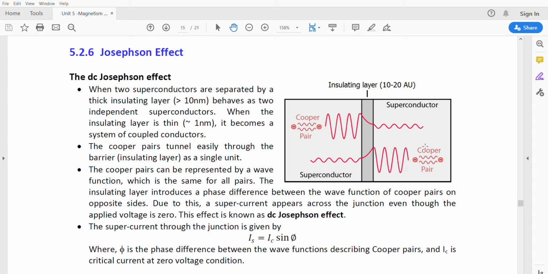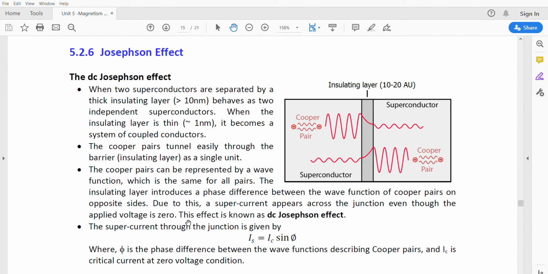The second point observed is that there are changes in the energies of the Cooper pairs also. After traveling through the insulating material, there are changes in the energies of the Cooper pairs and also changes in their phase difference. The phase difference is nothing but the wave functions introducing a phase difference after traveling through the insulating material. That phase difference is said to be phi.